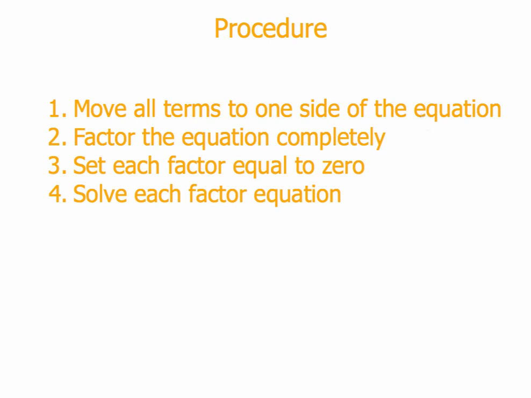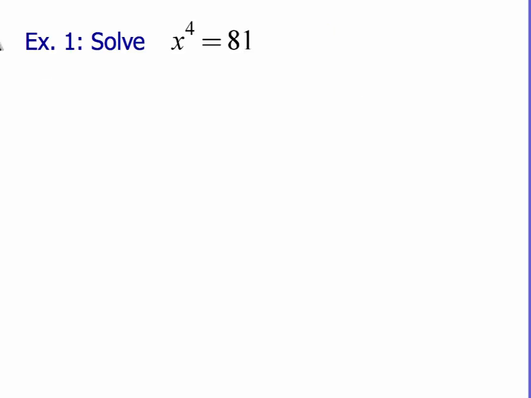We're going to move all terms to one side of the equation. We're going to factor our equation completely. We're going to set each factor equal to 0. And then we're going to solve each one of those factor equations to get our answers. So let's take a look at some examples.